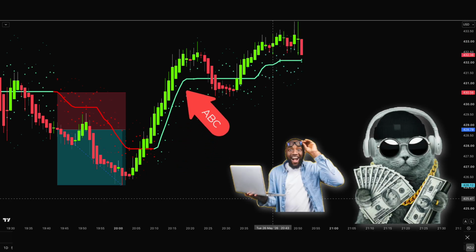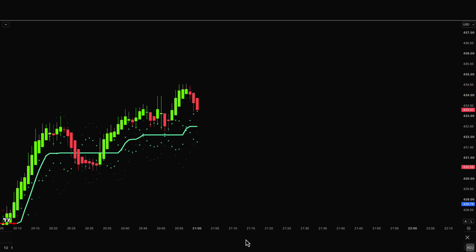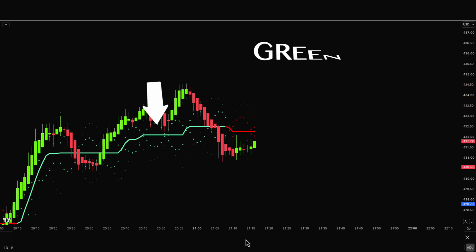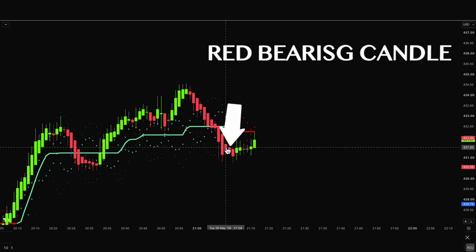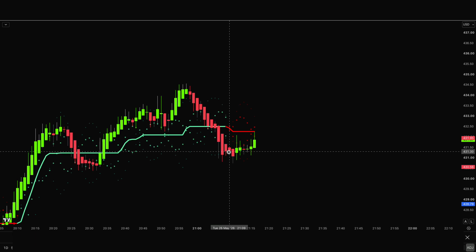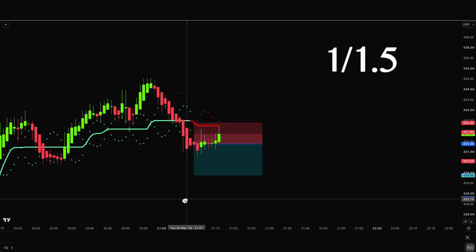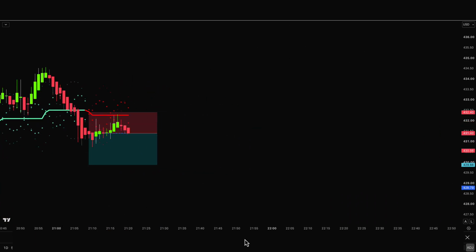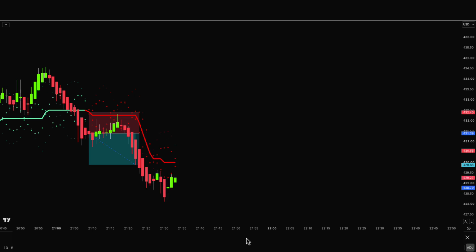I am leaving you a profitable trade. Here, this line changed color from green to red. Further ahead, we see a red bearish candle. So, we need to take an entry on this red candle. We take a trade with a 1 to 1.5 ratio and see how it plays out. We have won this trade. Now, let's look for the next trade.